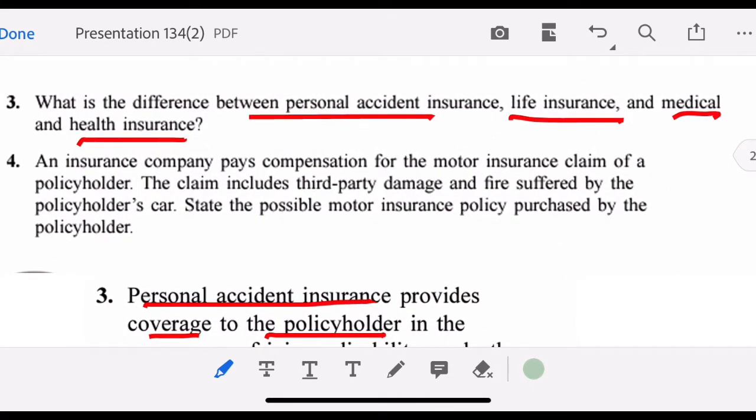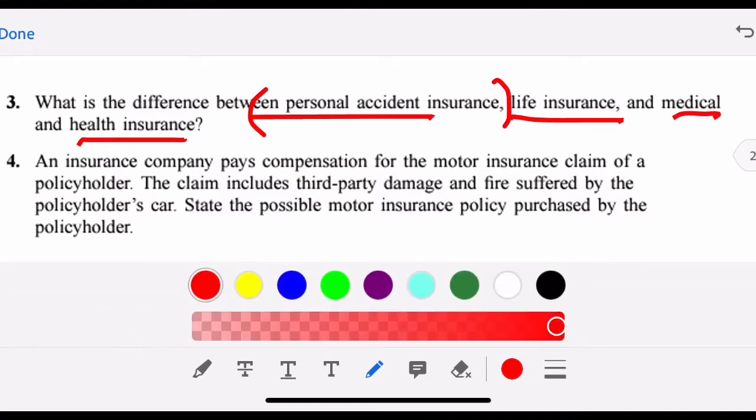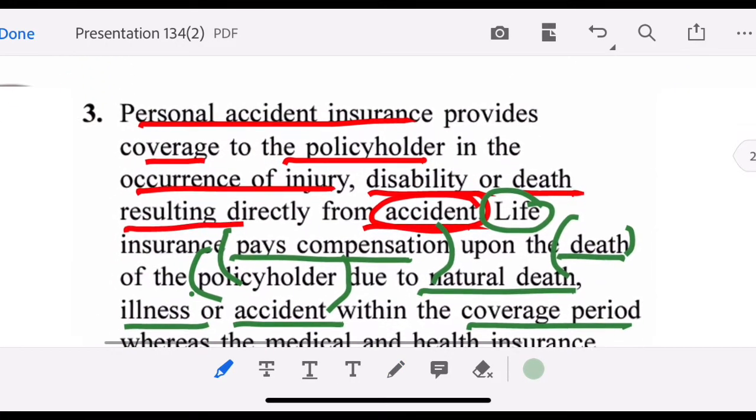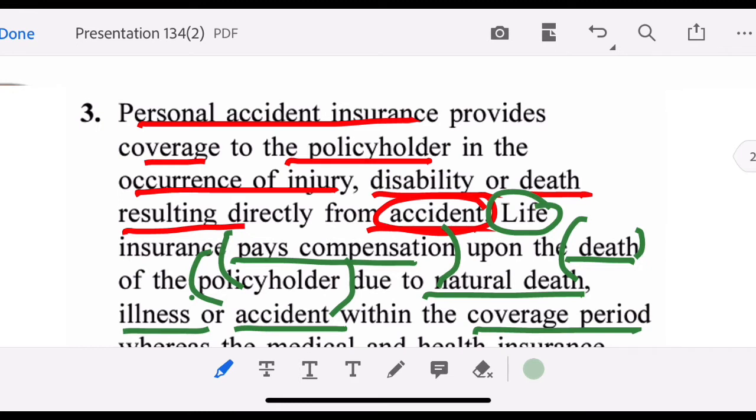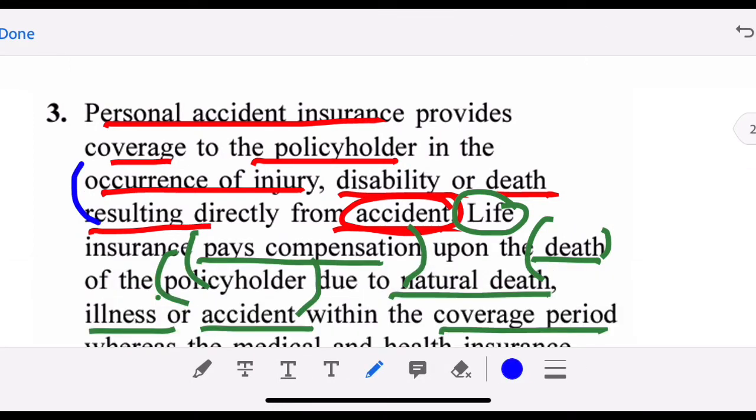What is the difference between personal accident insurance and life insurance? Are they the same? And medical and health insurance. So let's see, personal accident insurance gives coverage to the policyholder in the occurrence of injury, disability, or death resulting directly from the accident.